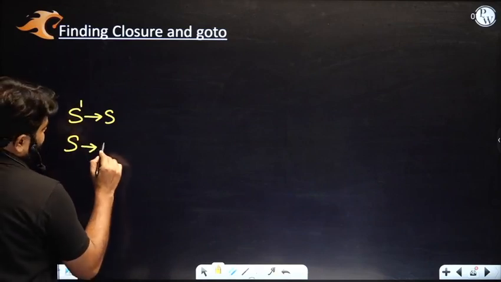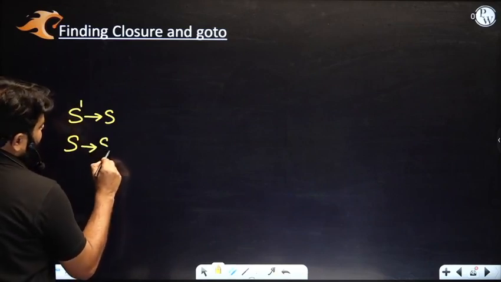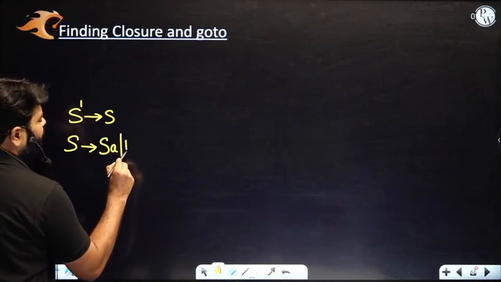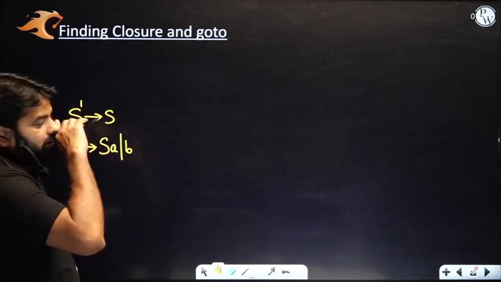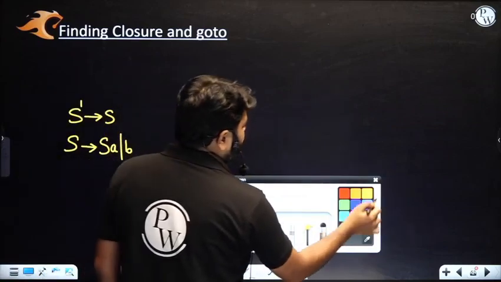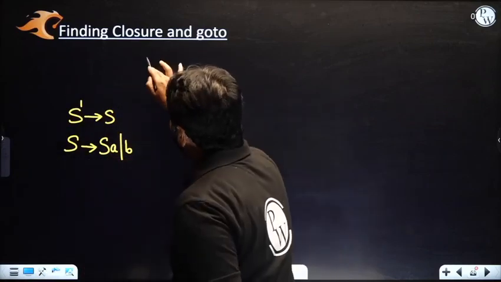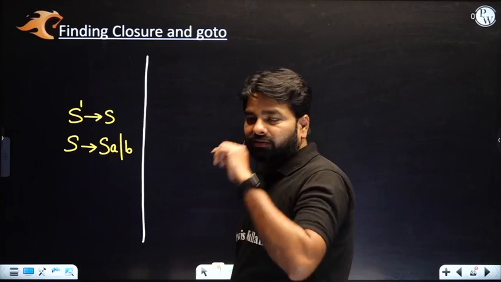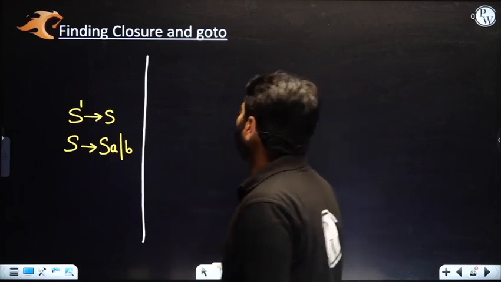Let me take S derives S A or B. So, very simple grammar. Now, that is the augmented grammar. We are going to find the closure first. We are going to find the closure.